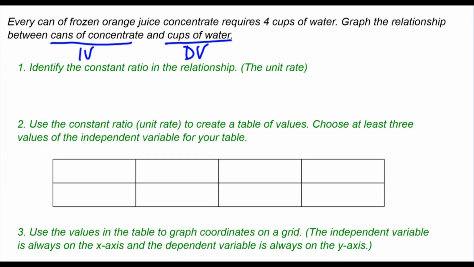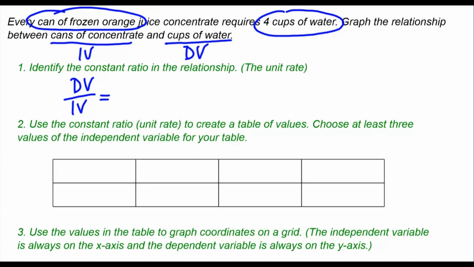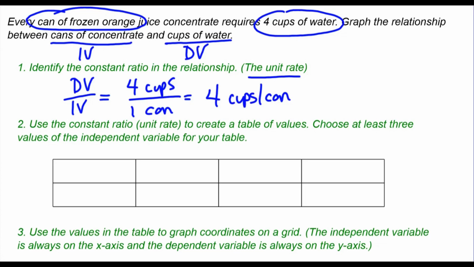And then we learned in the last video to find our unit rate. It's the dependent variable divided by the independent variable. So it takes 4 cups of water for every 1 can of frozen juice. So that's 4 cups per 1 can, which is a unit rate of 4 cups per can. So there's my unit rate. There's my constant ratio in the relationship.